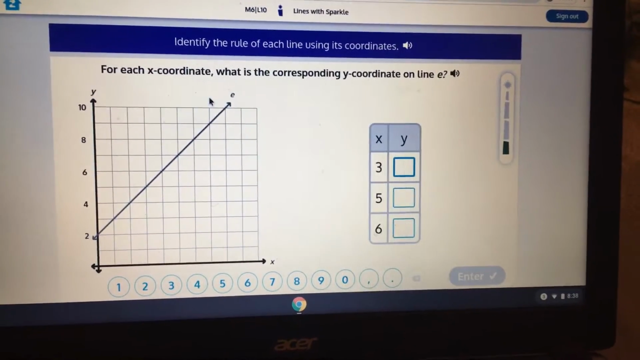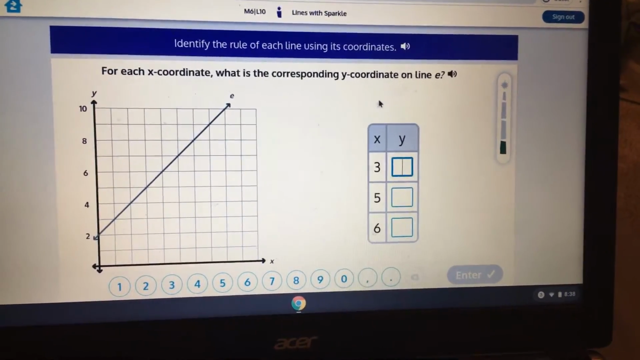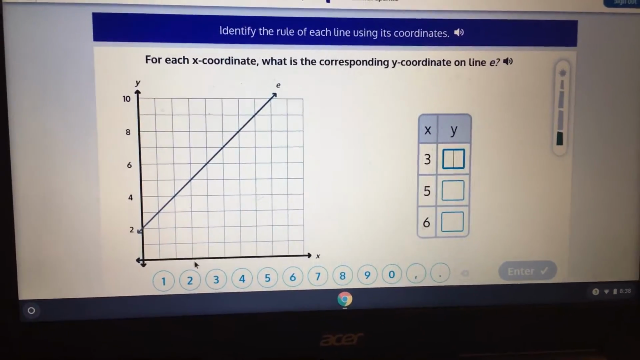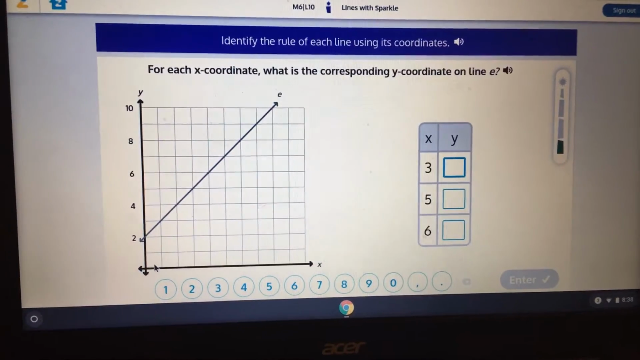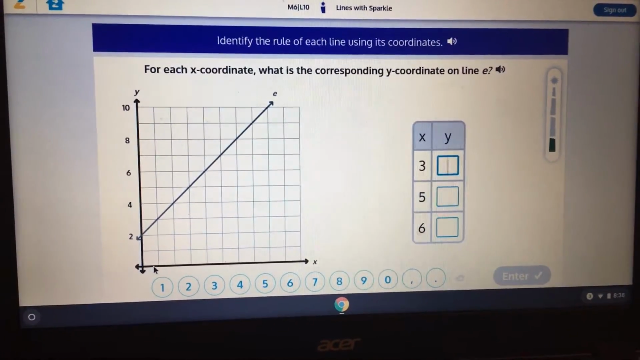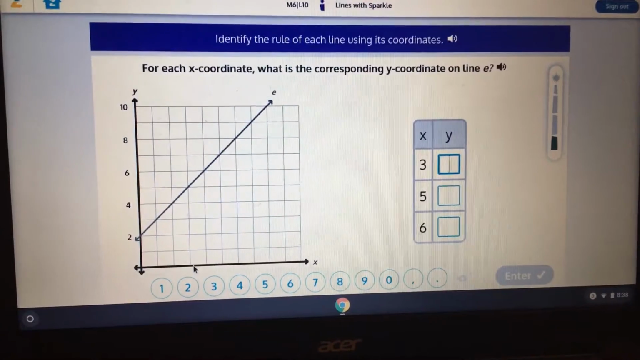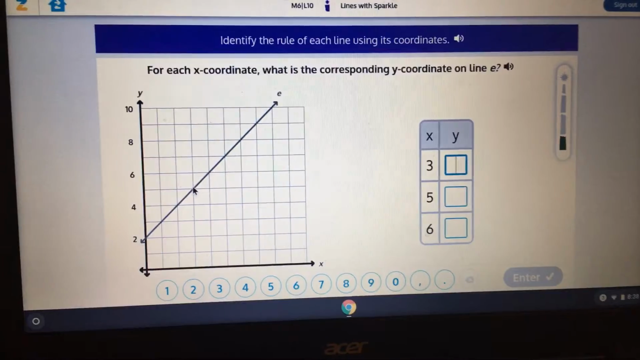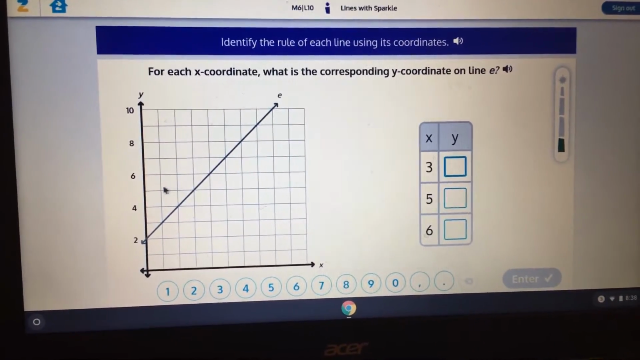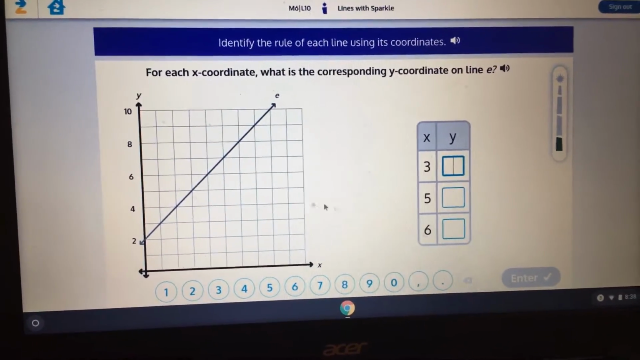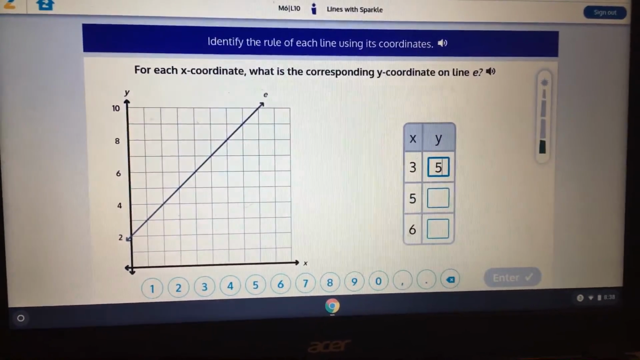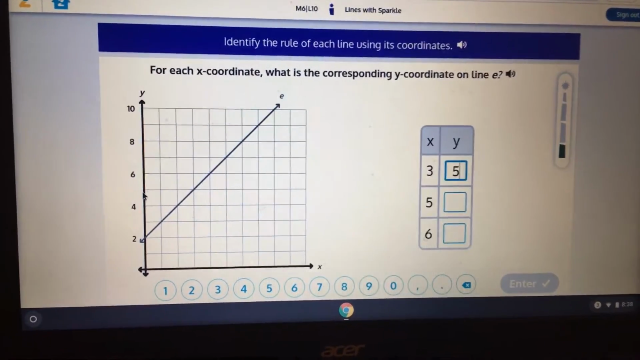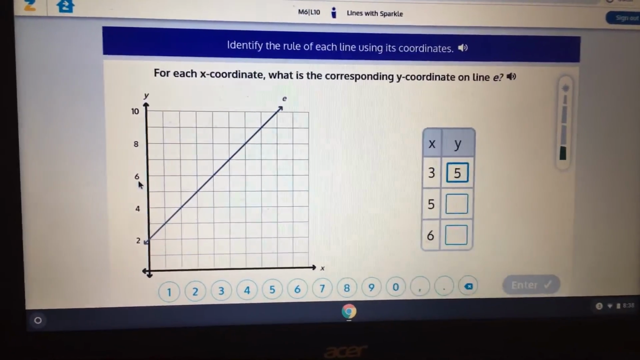Alright, so for each x coordinate, what is the corresponding y on line E? So we've got 3. Alright, so we're counting by 2's again here. So we've got 1, 2, 3. 3, comma, what? So if I come up to my line and I come over here to my y, I fall between 4 and 6. And I get 5 because again these in-between lines are odd numbers, so 4, 5, 6.